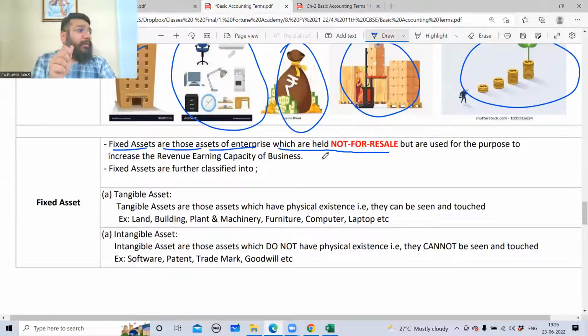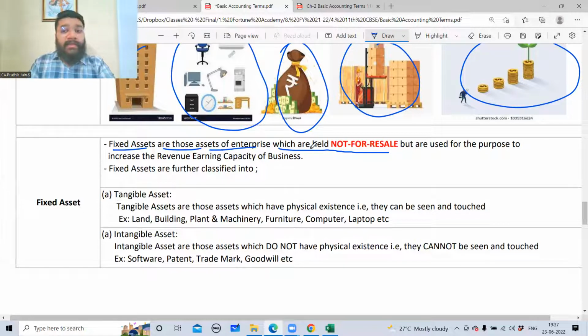If I buy any particular item, let's suppose this pen is for 50,000 rupees, a 50,000 rupees digital pen. Now I'm buying this pen not for selling purposes. I'm going to use this in the business. So when this is for use in the business, then it is called an asset, because my intention is not to resell. Fixed assets are those assets of the enterprise which are held not for resale.